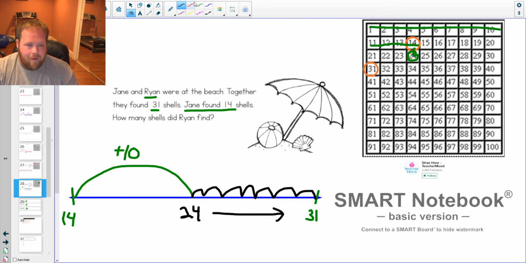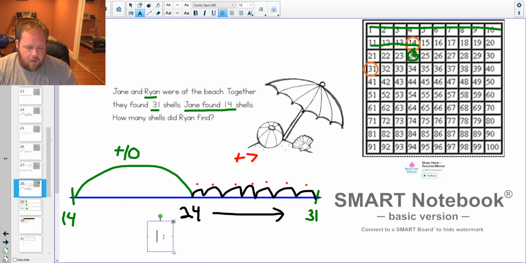Oh boy. Let's see how many we went up. 1, 2, 3, 4, 5, 6, 7. So plus 7, 10 plus 7 is 17. Very, very nice. So our number sentence is 31 minus 14 equals 17.